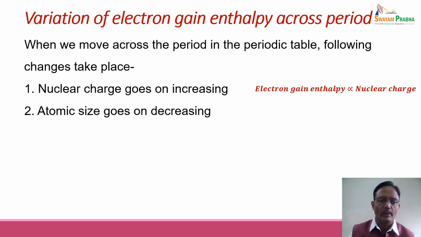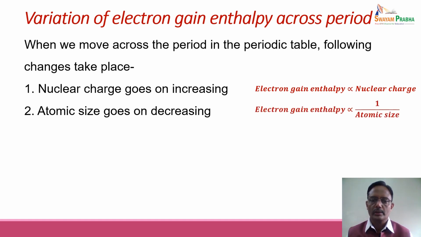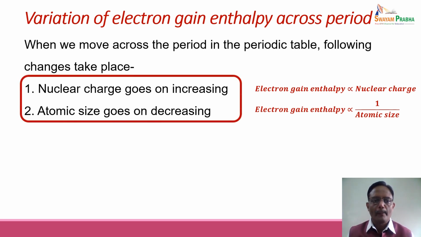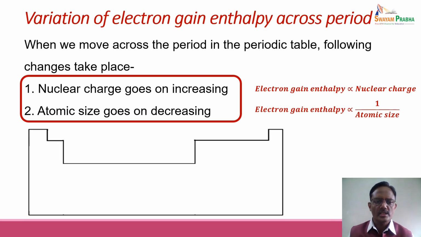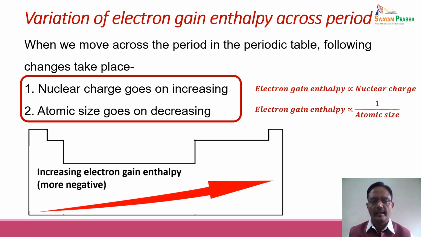Second factor is the atomic size, which goes on decreasing from left to right in the period. And we know that electron gain enthalpy is inversely proportional to atomic size. As a result, again this factor favors an increase in the electron gain enthalpy because of the reduction in the atomic size. So the combined effect of both the factors is that there is a continuous increase in the electron gain enthalpy from left to right across the period. So this is obvious.